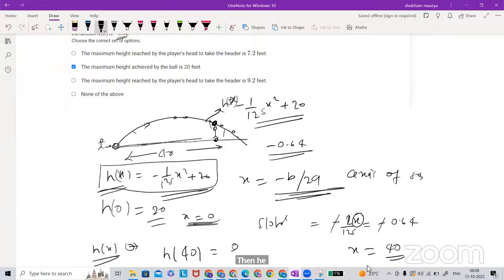I couldn't understand this part. We got the maximum height first, so that should be the answer. Then why are we solving again for the slope and then calculating h? It is for the maximum height reached by the player now. Earlier you calculated the maximum height of the football. But now you are calculating the maximum height taken by the player who is taking the header, how much he is jumping, the maximum height.